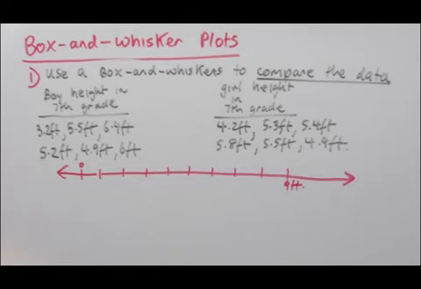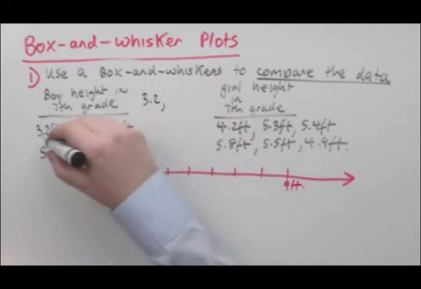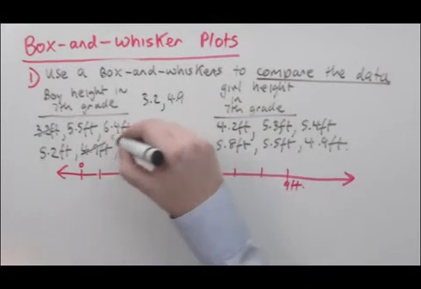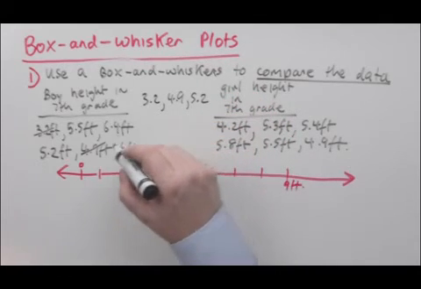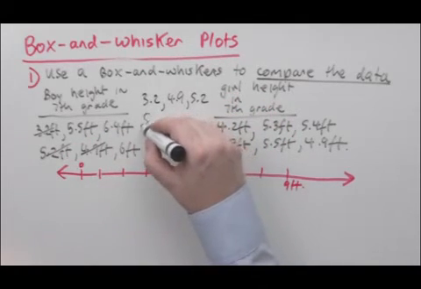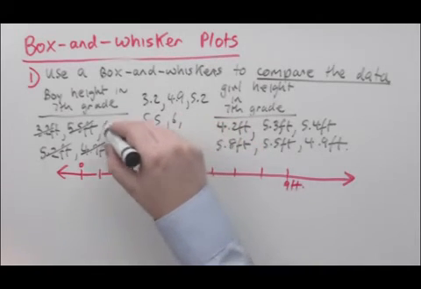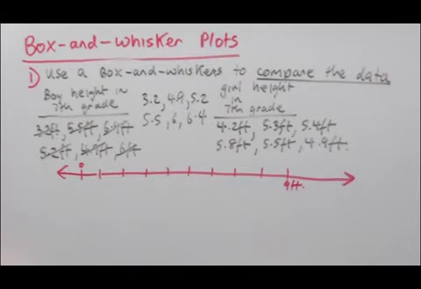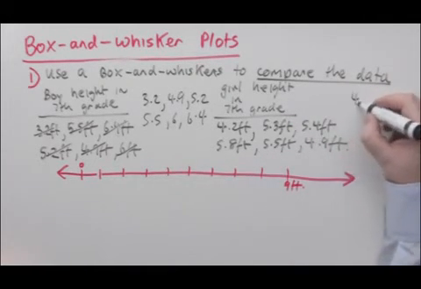So let's look at the boys first. First of all, I've got to put them in order: 3.2 feet, 4.9 feet, 5.2 feet, 5.5 feet, 6 feet, and 6.4. Okay. What is the median of the numbers?